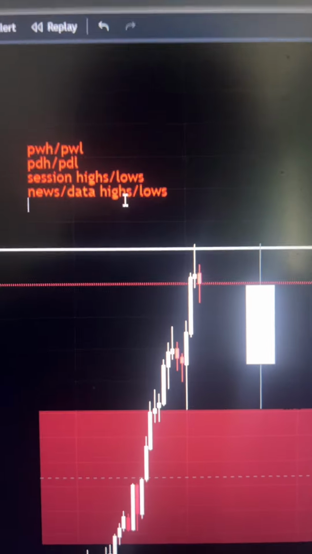Another thing I want to mention is I don't really mark out any highs or lows, because the only liquidity I look at is time-based liquidity. When I mention time-based liquidity, I mean previous week and previous day high and low, session high and low, being the Asia session, London and New York, and news/day highs and lows.